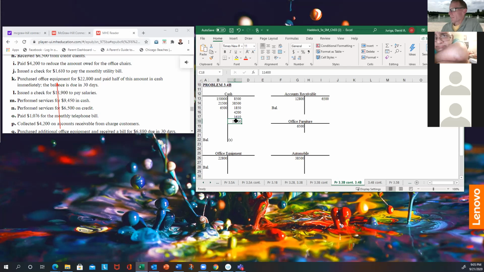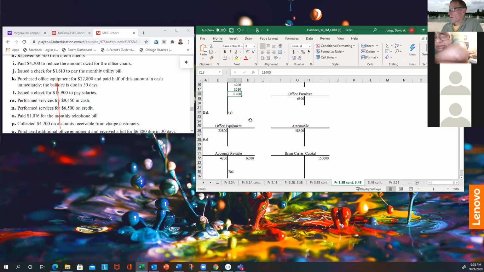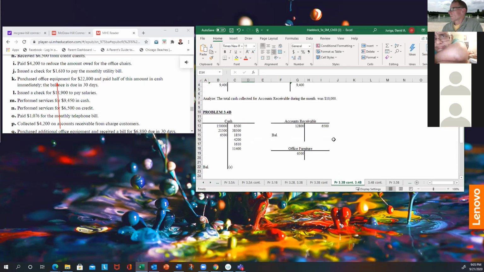11,400 credit in cash. And where's the other credit go? Accounts. There you go. All right. So let me write this one out because it's got multiple things going on here.